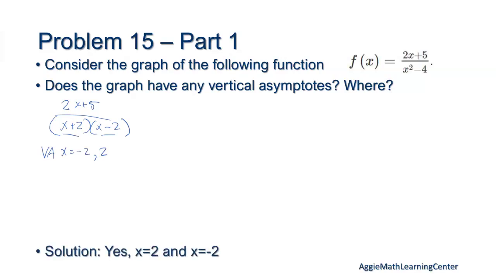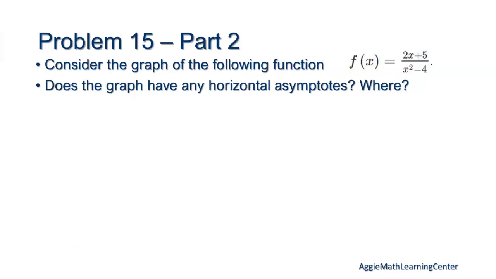Is that all we want? Yes. Okay. Do we have any horizontal asymptotes? Where? Well, let's look at this right here. Our power is bigger on the bottom than on the top, and so we will have one, and it'll be y equals 0.